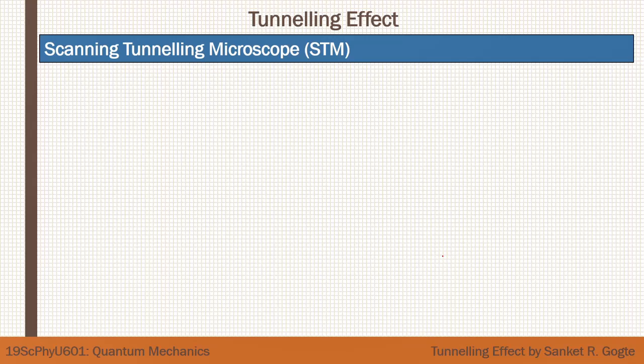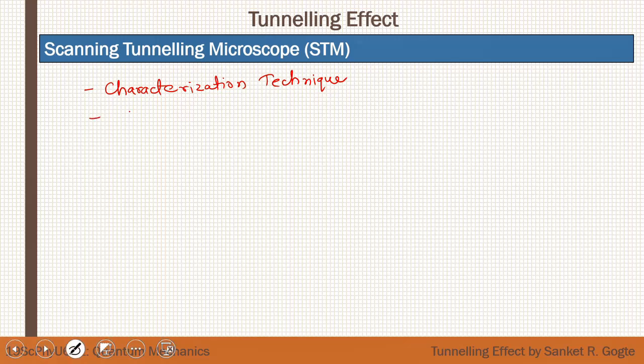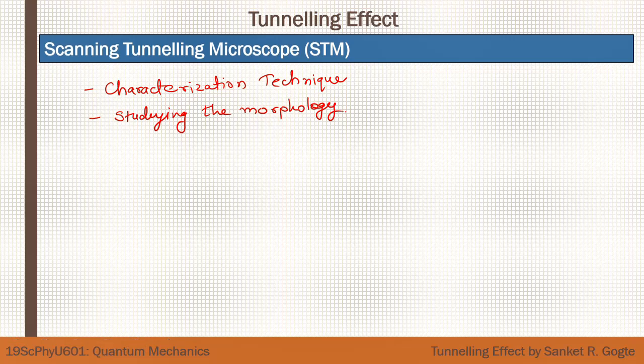And one of the applications that I mentioned that we would study is the scanning tunneling microscope. The scanning tunneling microscope is used for characterization of surfaces, and is a very important technique in characterization of materials. It is perhaps difficult to overemphasize the importance of this technique. It is used for studying the morphology of the surface. So you can understand with the scanning tunneling microscope what the atomic arrangement on a particular surface is, and you also understand the electron density on the surface. So how is the electron charge density?